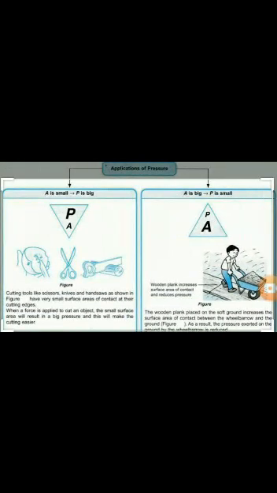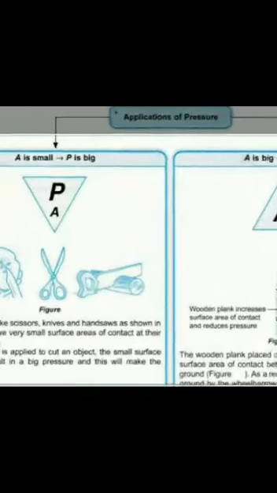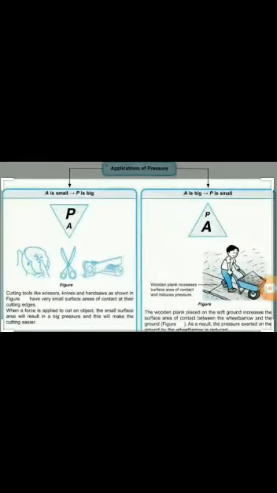When force is applied to cut an object, the small surface area results in a big pressure, and this makes the cutting easier. If the area of cross section at the cutting place is less, then we apply less force and cut the substance very easily. Next, a big area of cross section is also important for us. Where we want to save the equipment, we use a higher area of cross section.